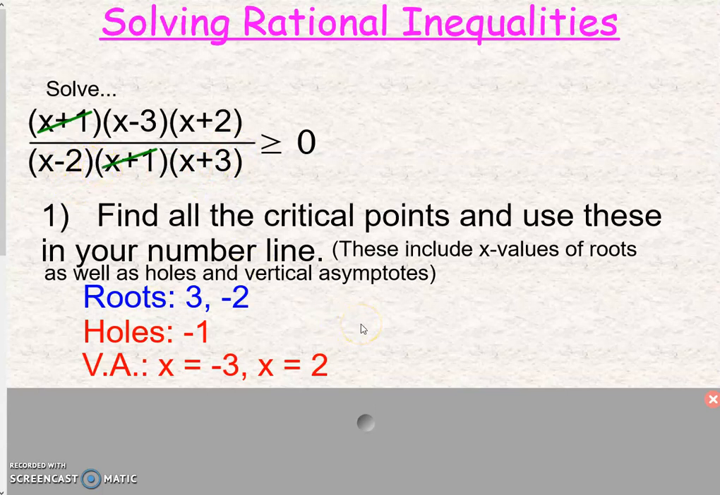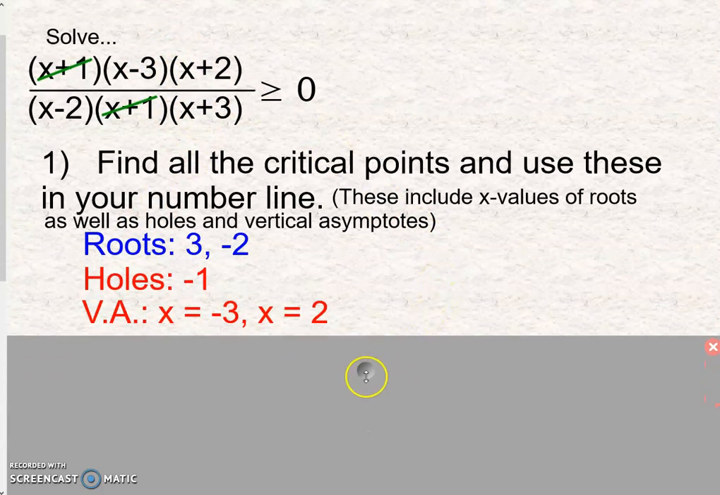Now, I don't really care about horizontal asymptotes. Those aren't really going to affect me solving this inequality. It's the vertical ones and the holes that I really care about, because a horizontal asymptote really affects more of the y values than it does the x values. And we're solving this for x. So those are my significant values.